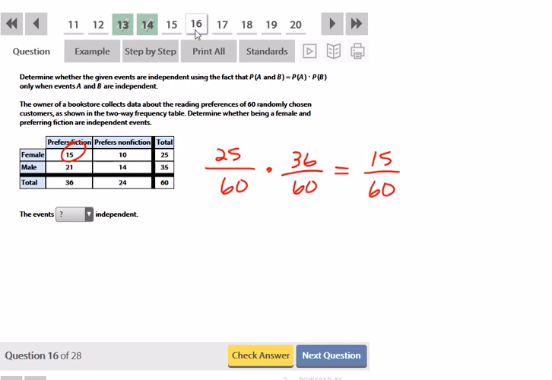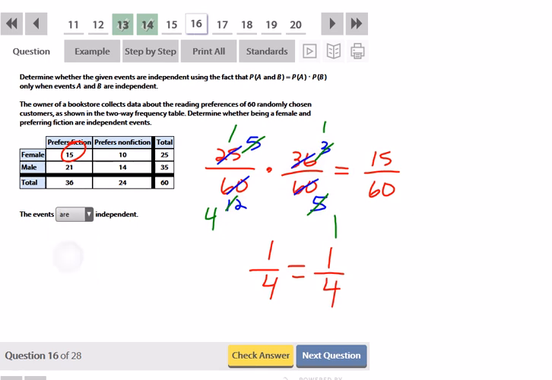So let's see, let's try to reduce here. This can be reduced by 5, so that's 5 over 12. This becomes 6 over 10, but that can still go more. So by 12, that's 3 over 5. I can still get these 5s to cancel and give me 1s. I can get the 3 and the 12 to cancel, so I get 1 over 4 on this side. After all that, that's 1 over 4. 15 over 16 also gives me 1 over 4. So, yes, these are independent.